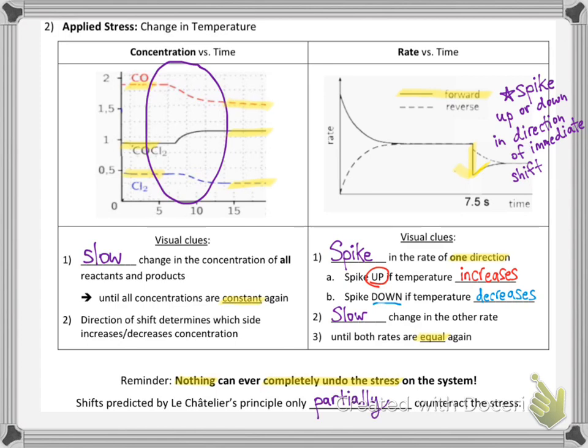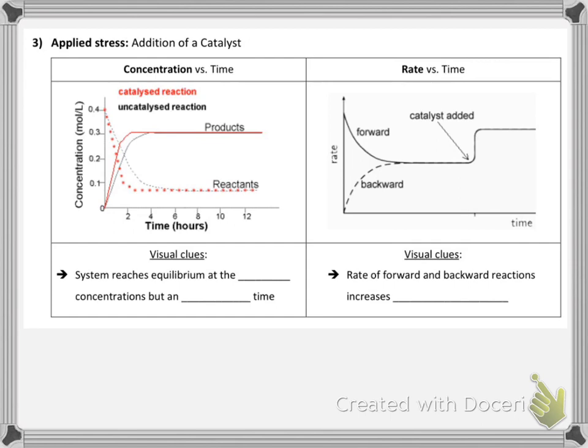Okay, let's look at one more thing that we can show graphically. So in this case, our applied stress would be the addition of a catalyst. But hopefully you remember, when you add a catalyst, you're not changing the thermodynamics. You're not changing the location of equilibrium. You're just changing how quickly it gets there. So if you add a catalyst, your system will reach equilibrium at the same concentrations, but it'll happen at an earlier time. Of course, if you're looking at the graph of rate versus time, a catalyst will increase the rate of the forward and backward reactions equally.